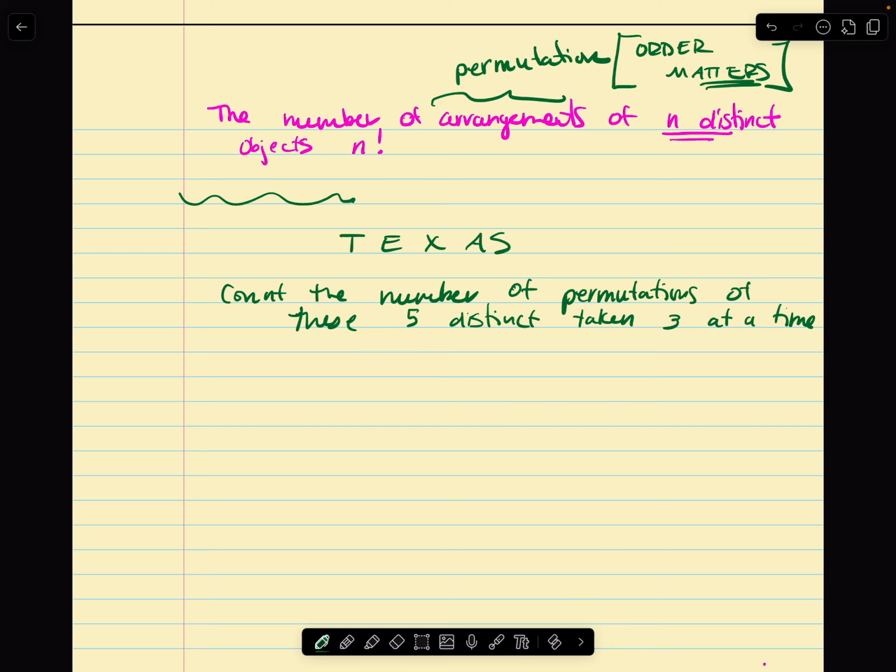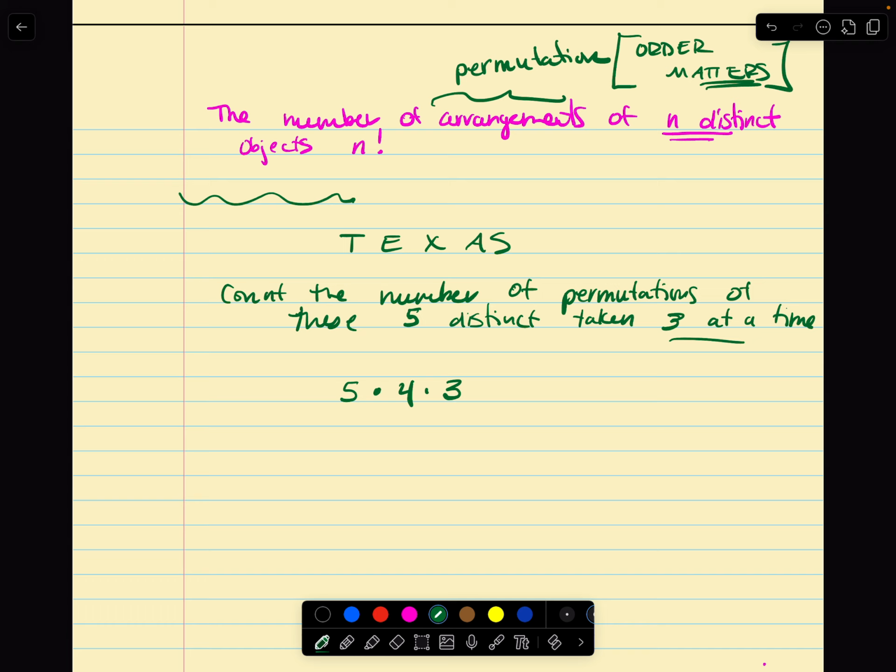So instead, let's count. Let's go back to our trusty steps. In step 1, we're going to choose that first letter, and we still have 5 choices. We use them up. So for the second letter, we have 4 choices. We use one of those up. And so in the last step, because we only have 3 steps this time, we choose 3. So we can count them easily if we know our n and how many we're taking at a time.